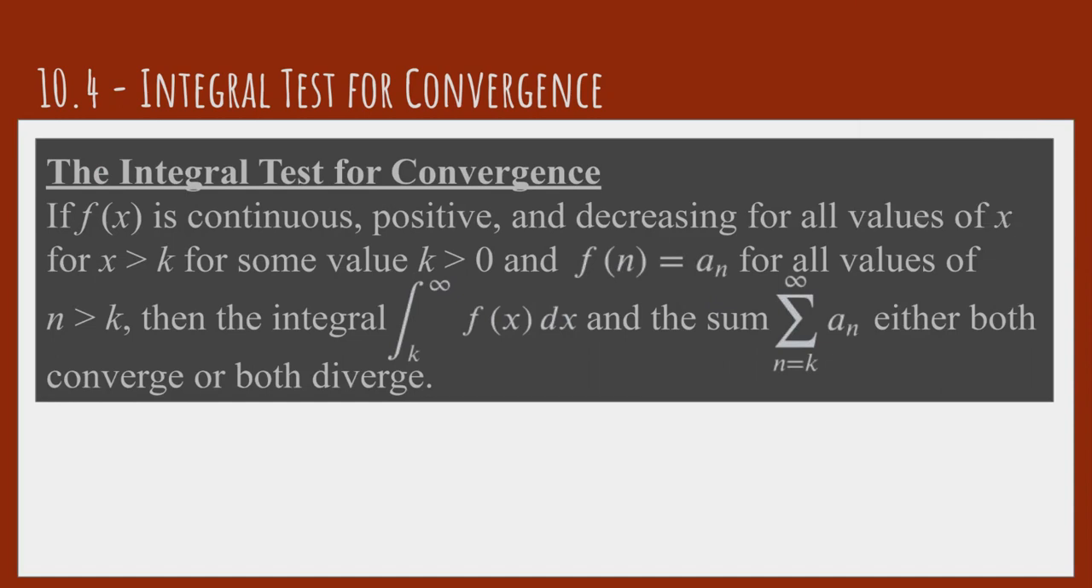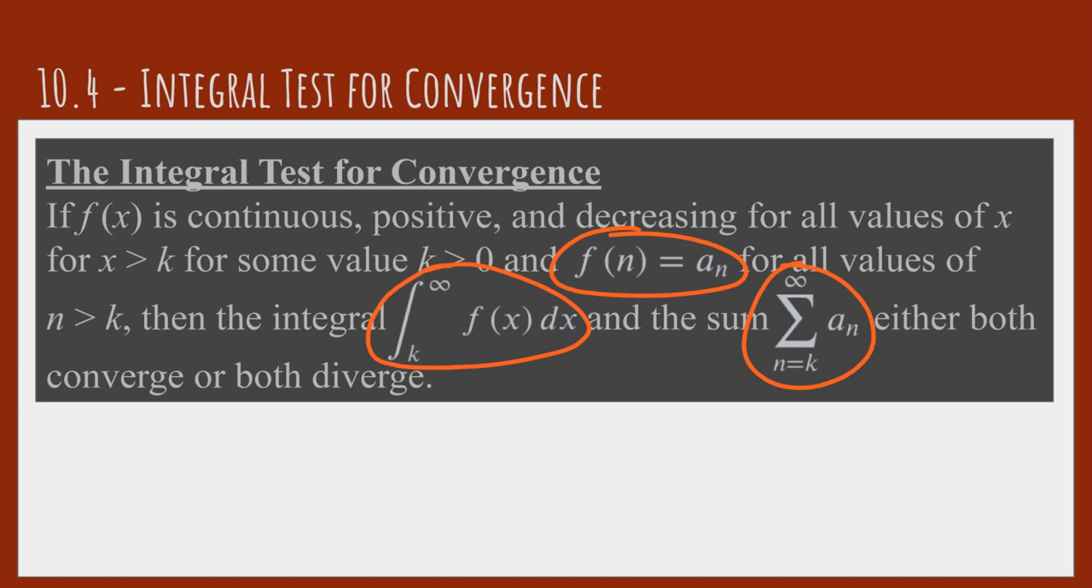Essentially what it says is, if there's a function that matches a series term for term, and we can evaluate the improper integral of that function, then if the sum that that function approximates converges, the improper integral converges. If the improper integral diverges, then the sum diverges. So they're both going to do the same thing. The sum and the integral are both going to converge, or they're both going to diverge.